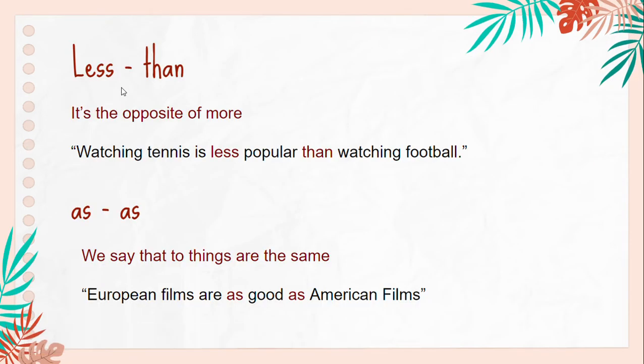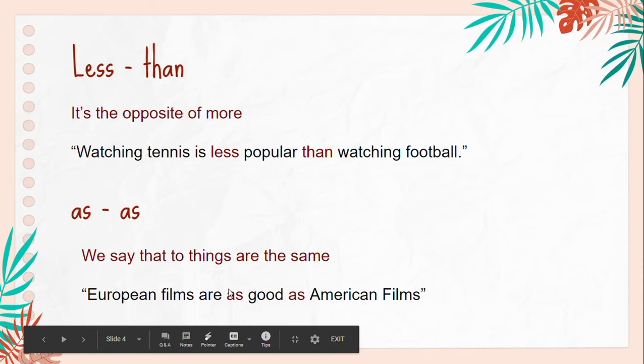Okay. What if I don't want to say that something is more than another thing, but I want to say less? Less is the opposite of more. For example, watching tennis is less popular than watching football. And I use as when I want to say that the things are the same. Well, the things I'm talking about are the same. Like one thing isn't better than the other one. They are just the same. European films are as good as American films.